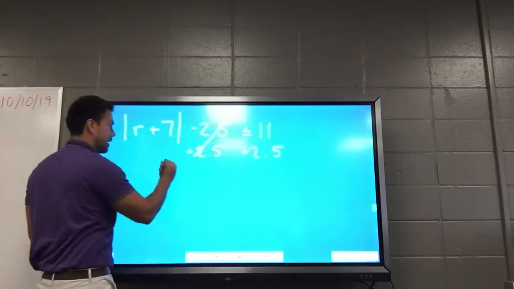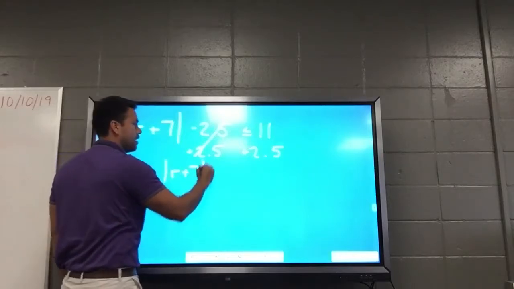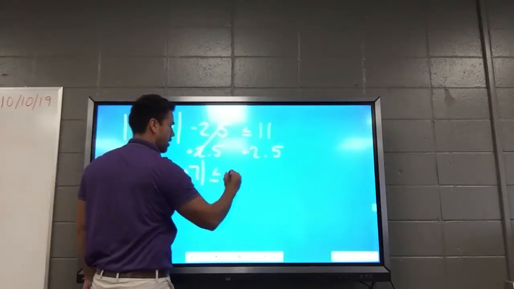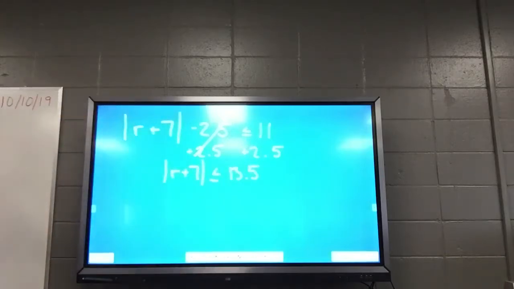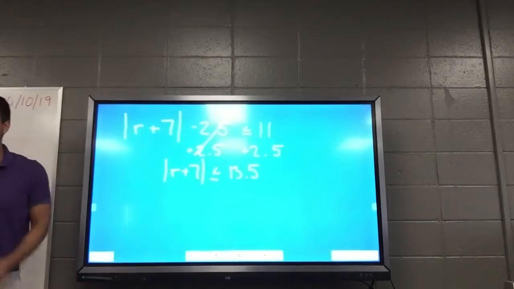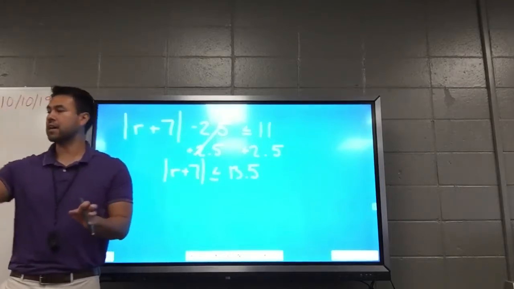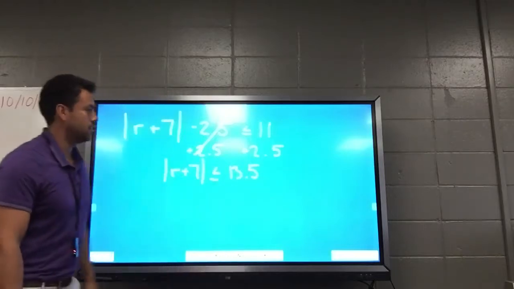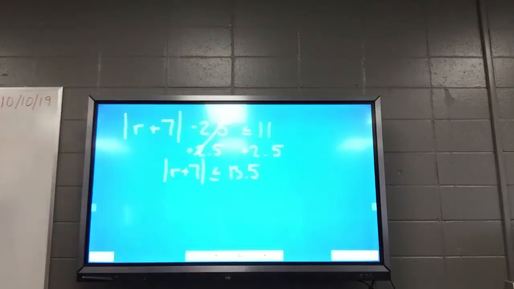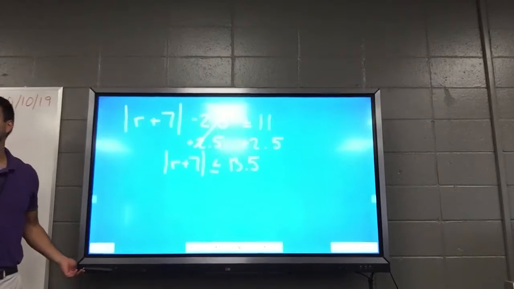So I got rid of that. I got the absolute value of r plus 7 is less than or equal to 13.5. Okay, good. I isolated the absolute value. Now what I have to do is break it into its two inequalities and what type of compound is it going to be? So here are the options. Is it a conjunction, and, or is it a disjunction, or? You may begin to answer that question. It's an and, right? Less than.